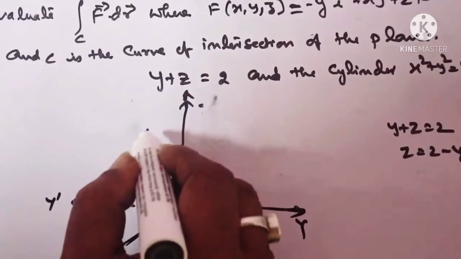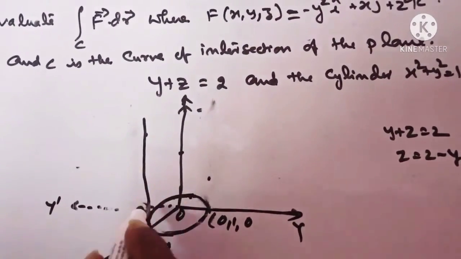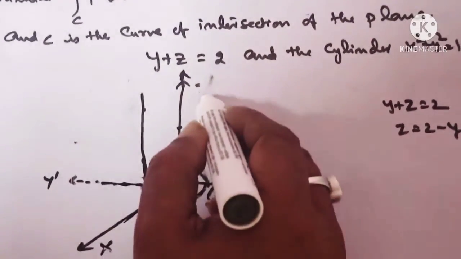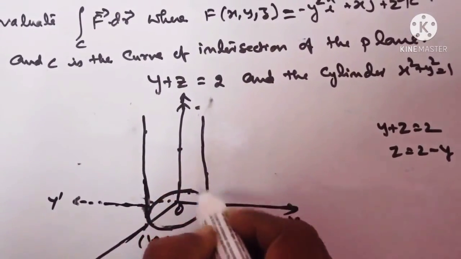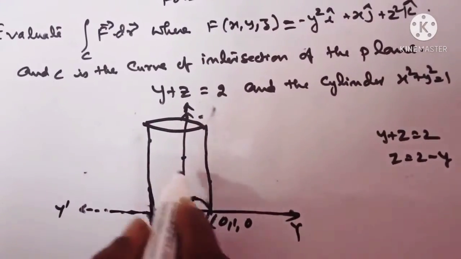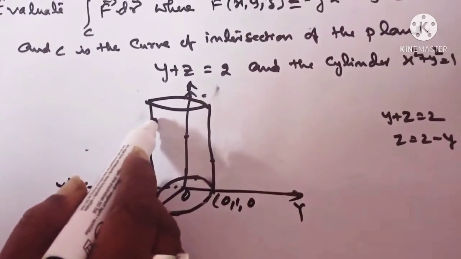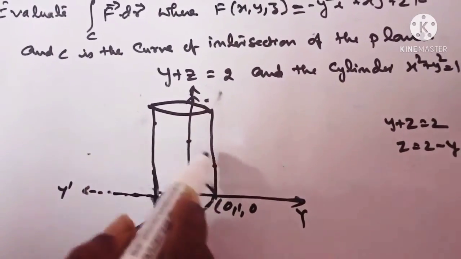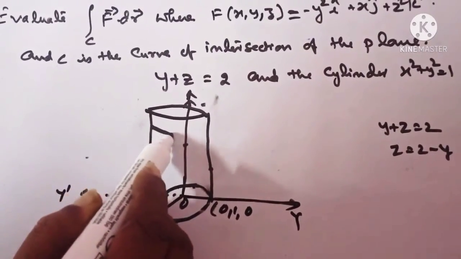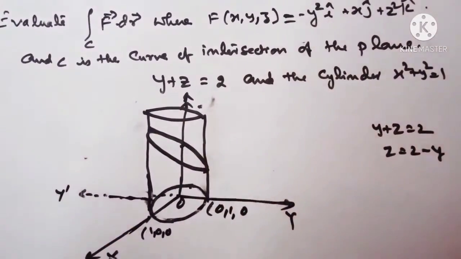So now you draw a cylinder here. This is your cylinder. Now these are the points of your plane. When this is the plane, it will intersect the cylinder in this direction, in this way, and in this way.